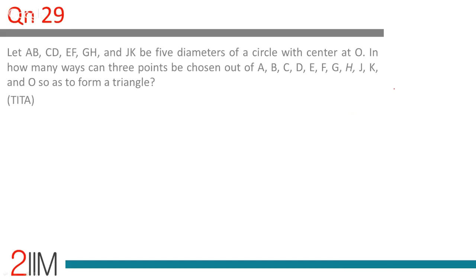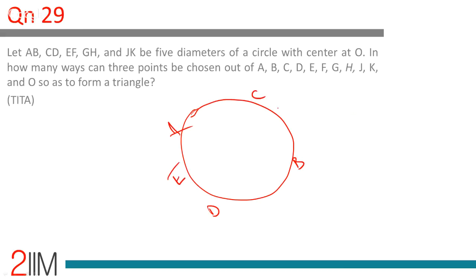A, B, C, D, E, F, G, H, and J, K, five diameters of a circle with center O. How many ways can three points be chosen out of A, B, C, D, E, F, G, H, J, and K, and O, in order to form a triangle. Any three points out of these to form a triangle.